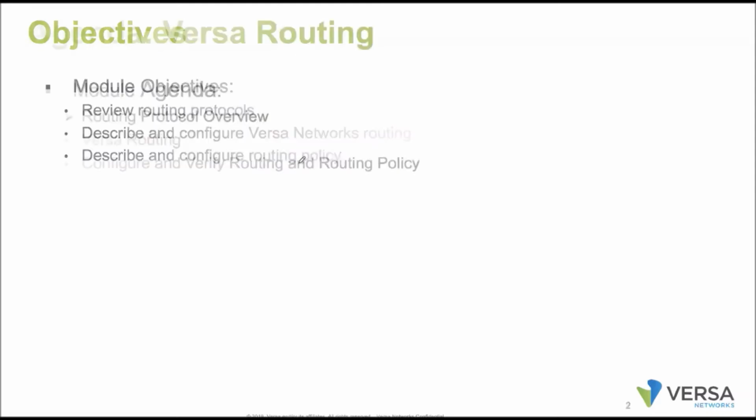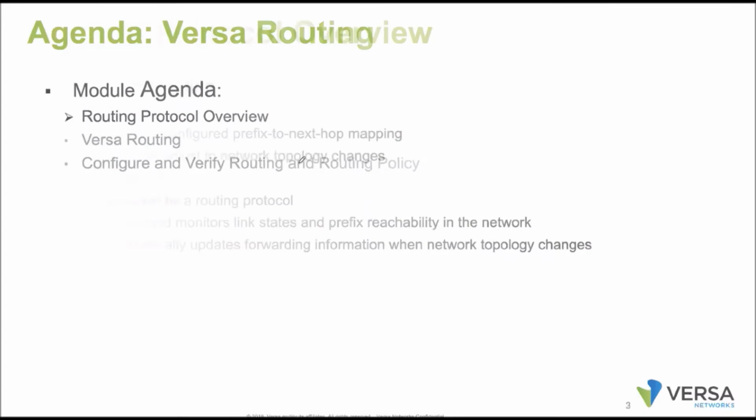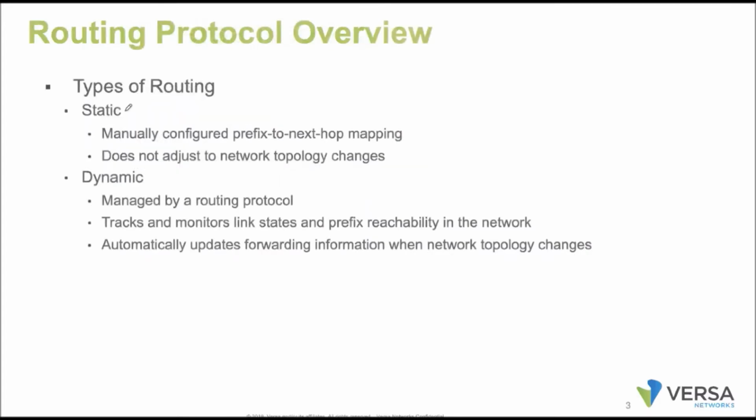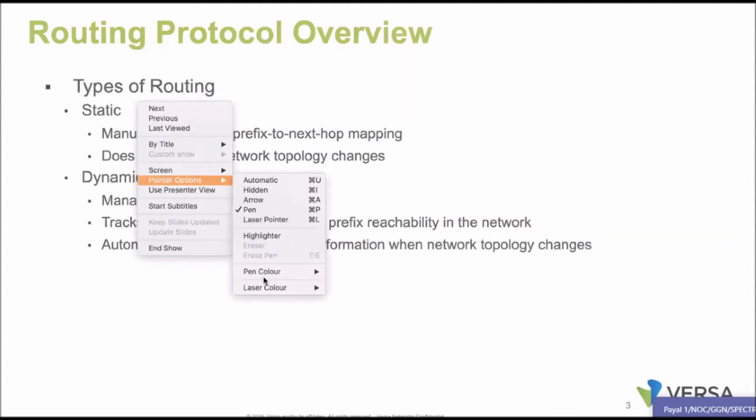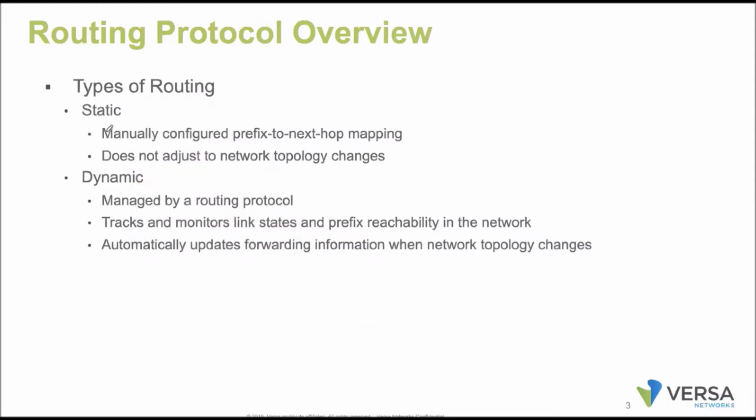I think we already know most of these topics, since we have already worked on multiple legacy networks. Almost all of these topics are well known to you. As we know, there are two types of routing: static routes and dynamic routes. Static routes are manually configured routes. Dynamic routes are managed by any of the dynamic routing protocols.